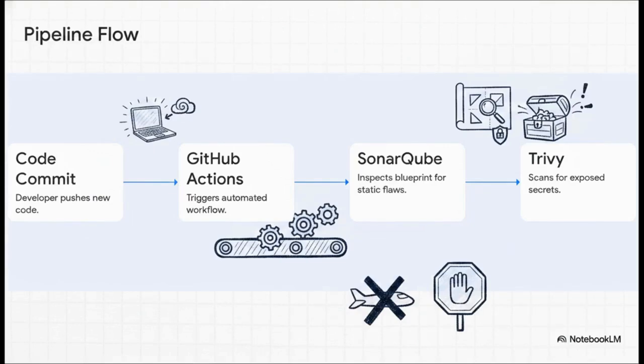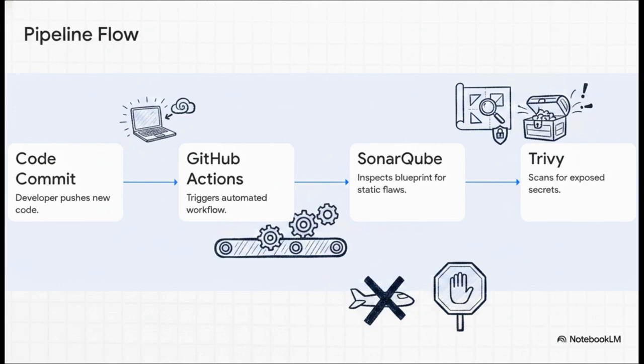Let's walk through the exact chronological flow of how our project operates. Step 1, a developer makes a code commit, pushing their brand new work right into the repository. Step 2, that simple, everyday action immediately triggers our GitHub Actions workflow. The conveyor belt turns on. Step 3, GitHub Actions automatically fires up SonarQube. SonarQube pulls the code and runs our SAST, meticulously inspecting the blueprint for any static vulnerabilities.